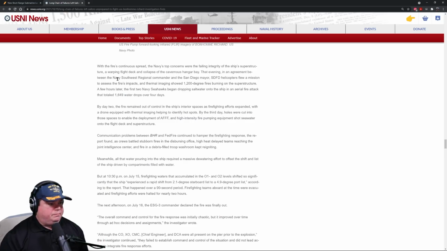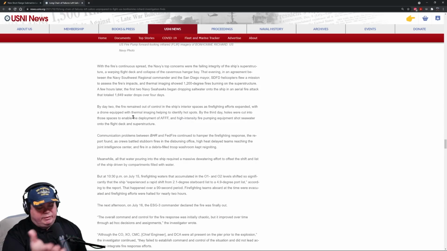Okay, the warping flight deck and collapse of the cavernous hangar bay. That evening, in an agreement between the Navy Southwest Regional Commander and the San Diego Mayor, San Diego Fire Department helicopters flew a mission to assist fire impacts. So the fire department did come back with helicopters. At least they're helping again. Thermal imaging showed 1,200 degree fires burning in the superstructure. A few hours later, the first two Navy Seahawks began dropping salt water onto the ship as well.